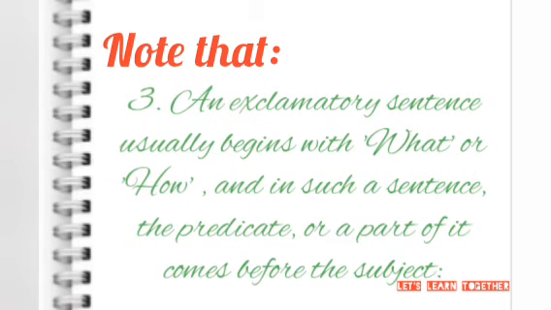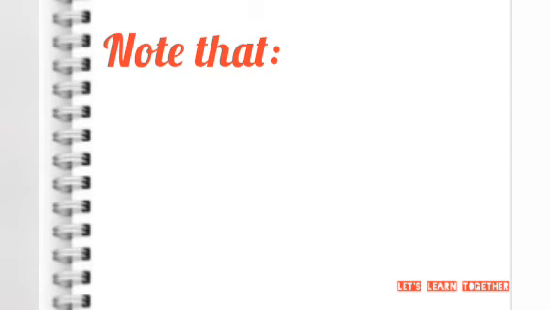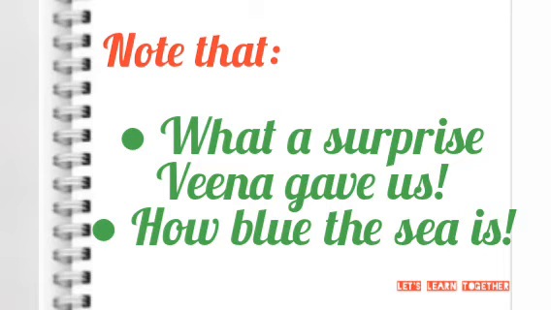Another thing we have to keep in mind, the third one: an exclamatory sentence usually begins with what or how, and in such a sentence the predicate or a part of it comes before the subject. Let's see the example. What a surprise Veena gave us. Here the subject is Veena, but before that, what a surprise is used. Then the second example, how blue the sea is. Here also the subject is the sea, and before the subject the predicate is used, how blue.